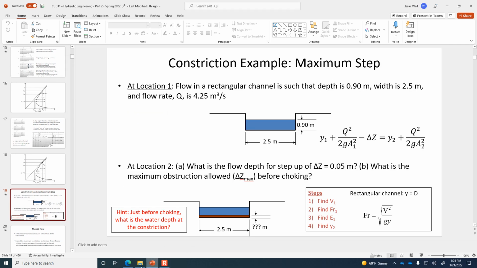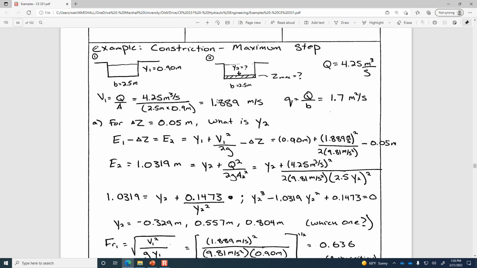Okay, let me just show you where all of this is heading. The key thing, remember, is that we are comparing the specific energy at 1 and the specific energy at 2, and we know that we're going to be losing some of the energy in the transition because of the step up. So the first thing that I did was calculate the velocity at location 1, which we can get because we know the width of the channel is 2.5, the depth of the flow is 0.9 meters, and so the velocity at 1 is 1.889 meters per second.